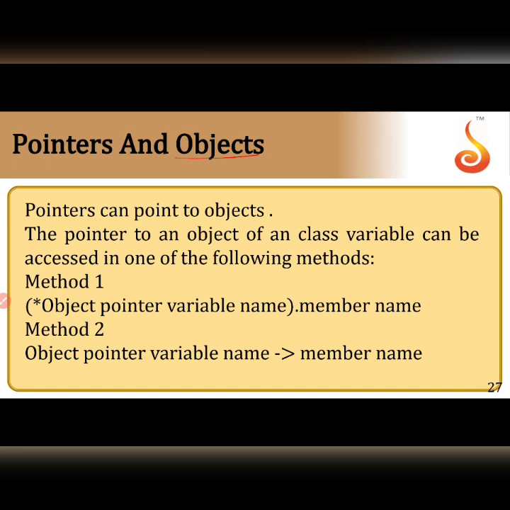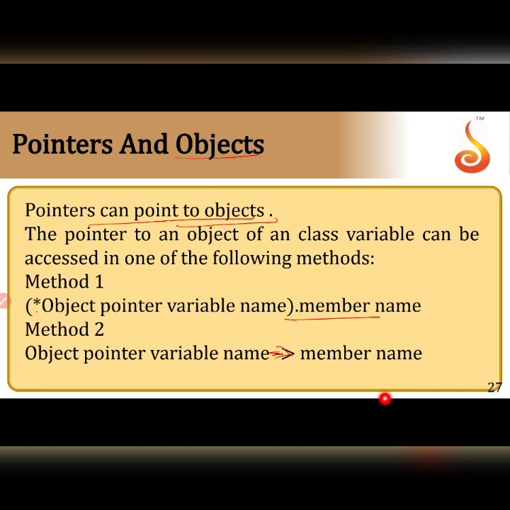But pointers can also point to objects. That is, a pointer to an object of a class variable can be accessed. You can make a pointer point to objects, and again there are two ways of accessing the data. That is star pointer variable name dot the member function, and pointer variable name arrow the member function. If I have to use dot, I need to use a star. Otherwise, directly with an arrow, I can make use of it. Fine. Please make a note of this.